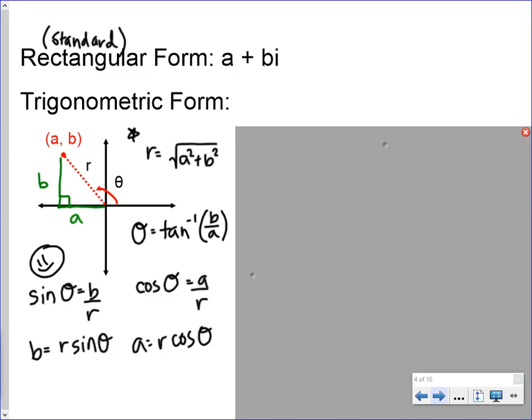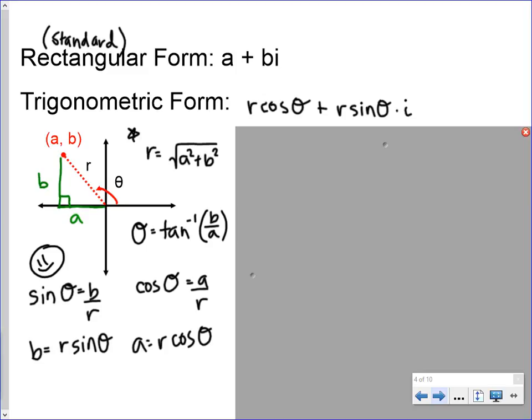So what is A? R cosine theta plus B, which is R sine theta times I. That's trig form. It doesn't have the rectangular directions, left, right, up, down, A and B anymore. It has it in terms of an angle and in terms of a distance. Okay. Now, what do you notice is similar in both of these terms?